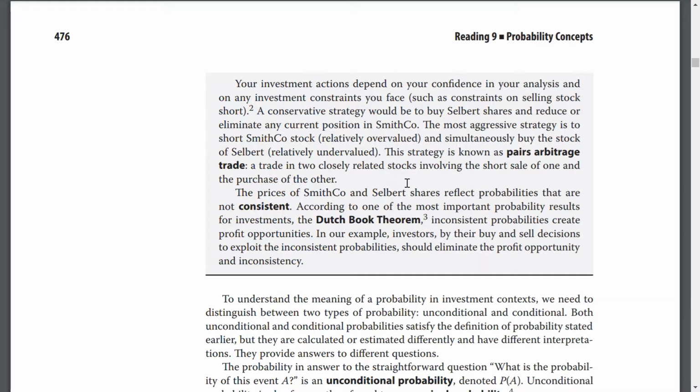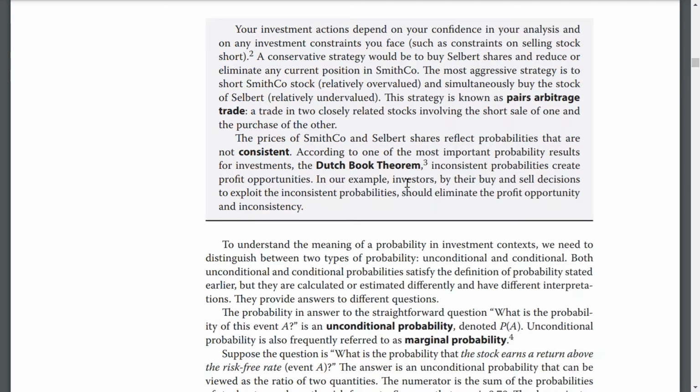The prices of Smithco and Selbert shares reflect probabilities that are not consistent, according to one of the most important probability results for investments, the Dutch book theorem. Inconsistent probabilities create profit opportunities. In our example, investors buy and sell by their decisions to exploit the inconsistent probabilities, which should eliminate the profit opportunity and the inconsistencies.